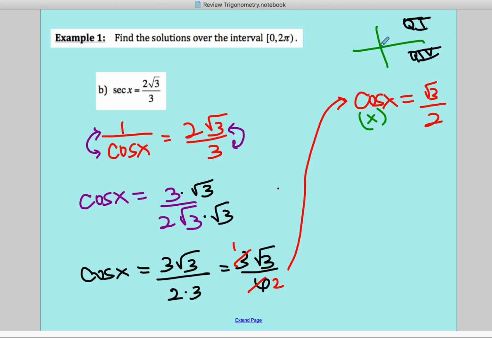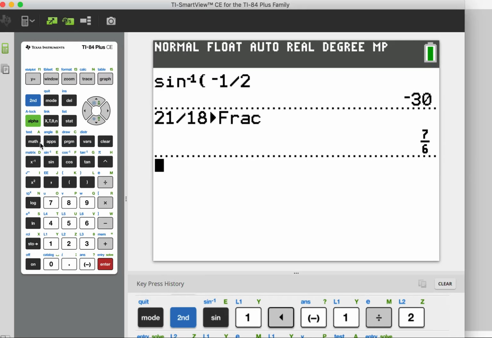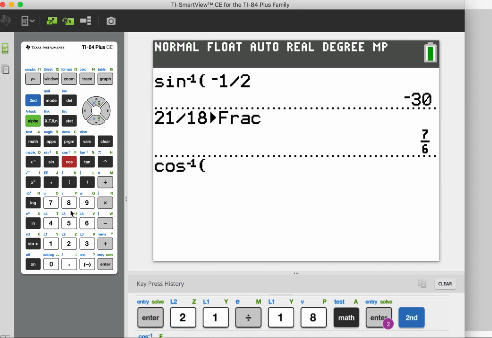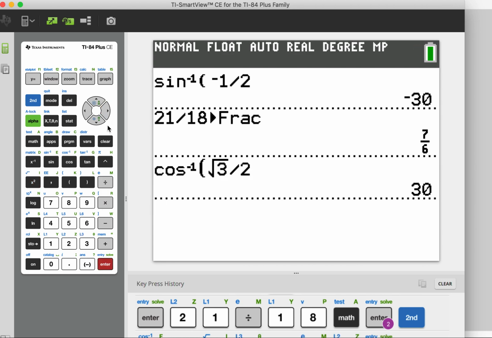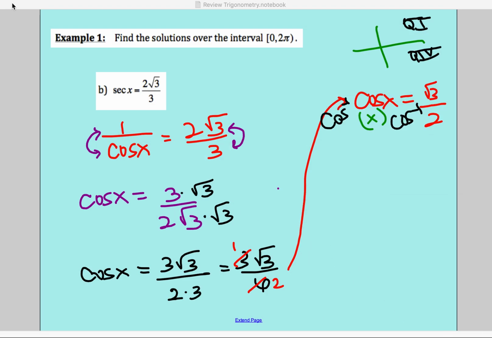You could use your special right triangles or your knowledge of the unit circle to find your answers. Otherwise, your other option is, we're trying to find the angle. Every time you try and find an angle, you do cosine inverse on both sides. So I'm going to do this on my calculator. Cosine inverse of square root of 3 divided by 2, which was 30 degrees. So one answer is x equals 30.